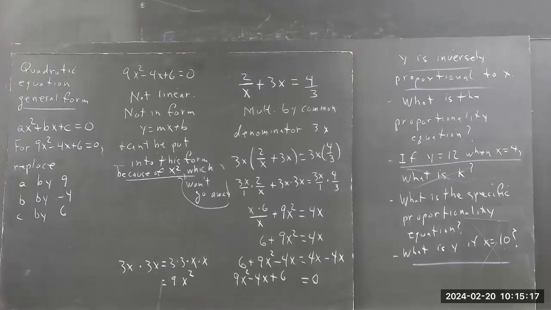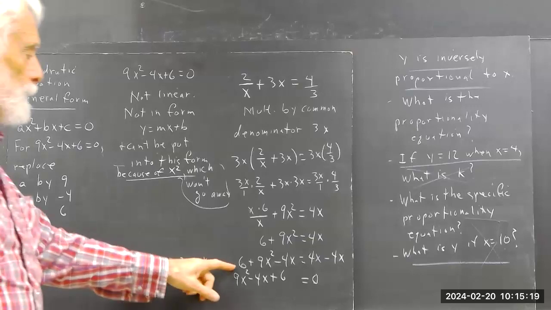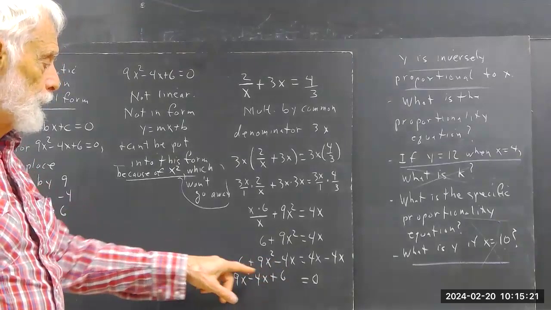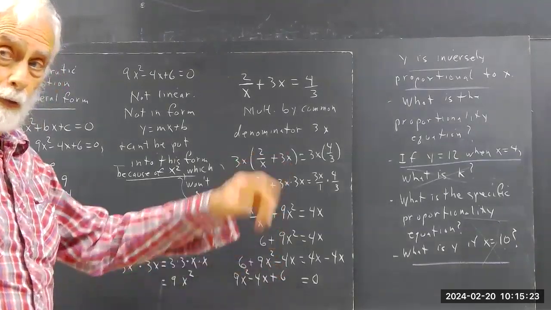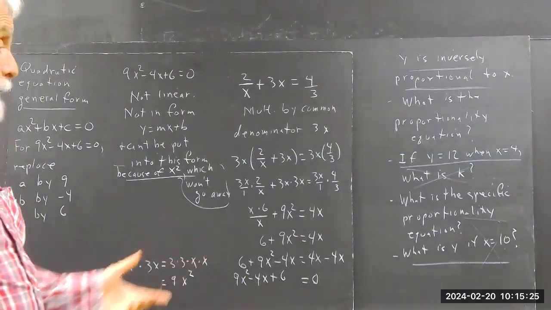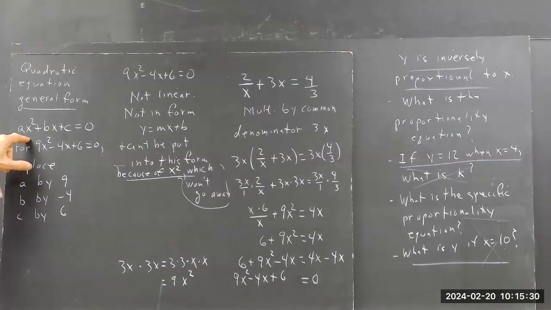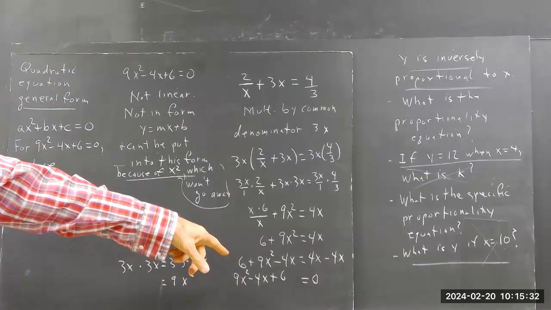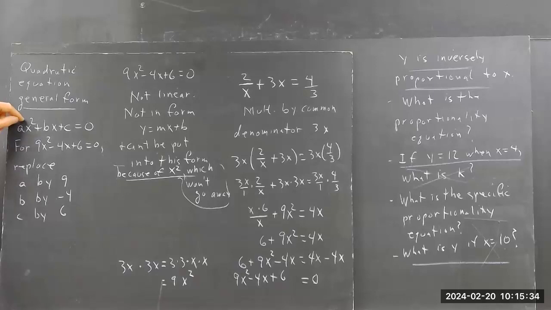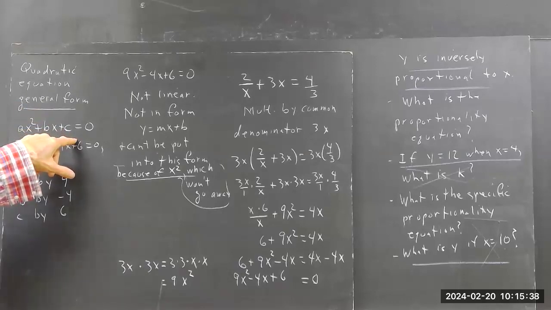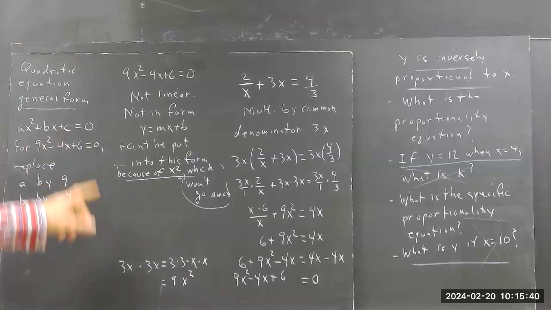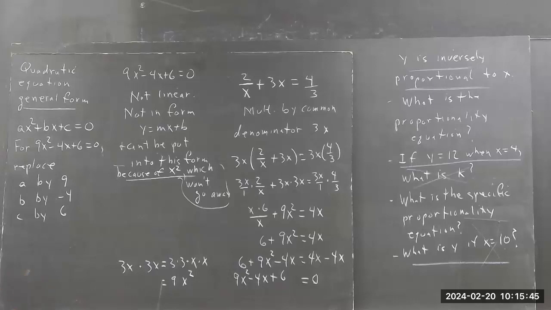Now, if we had it in a different order, with the x squared here and the 6 here and the minus 4x at the end, you would still have a equals 9, because a is what's in front of x squared. It doesn't matter what order I have these terms in. a is the number in front of x squared, b is the number in front of x, and c is the number in front of nothing. c is the number that stands alone. Make sense?